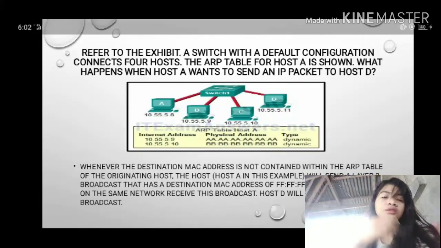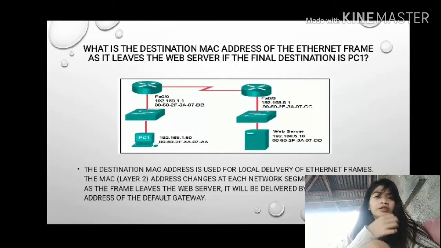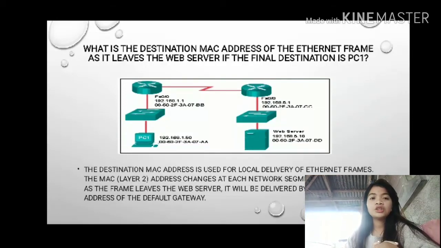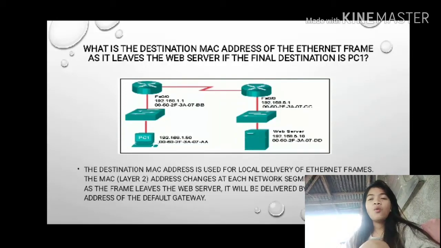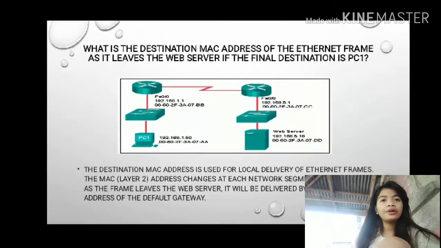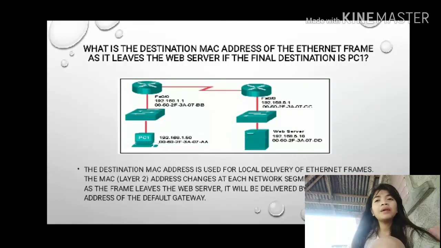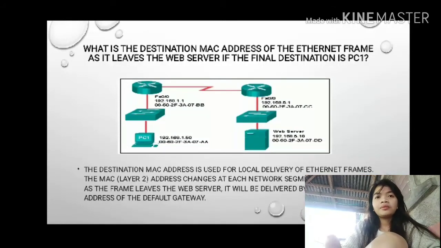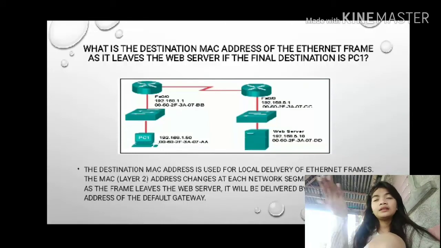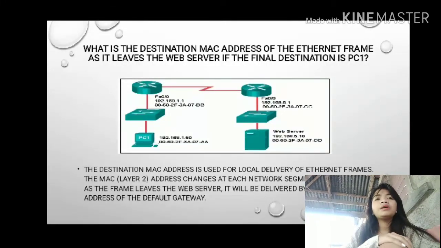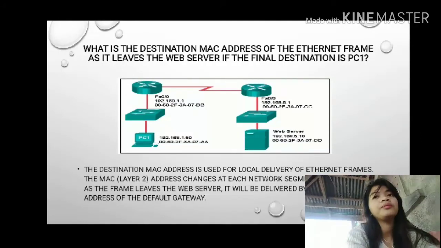What is the destination MAC address on an Ethernet frame that is leaving the web server if the final destination is PC1? A destination MAC address is used for local delivery of Ethernet frames. That MAC layer address changes on each network segment along the path. As the frame leaves the web server, it will be delivered by using the MAC address of the default gateway.